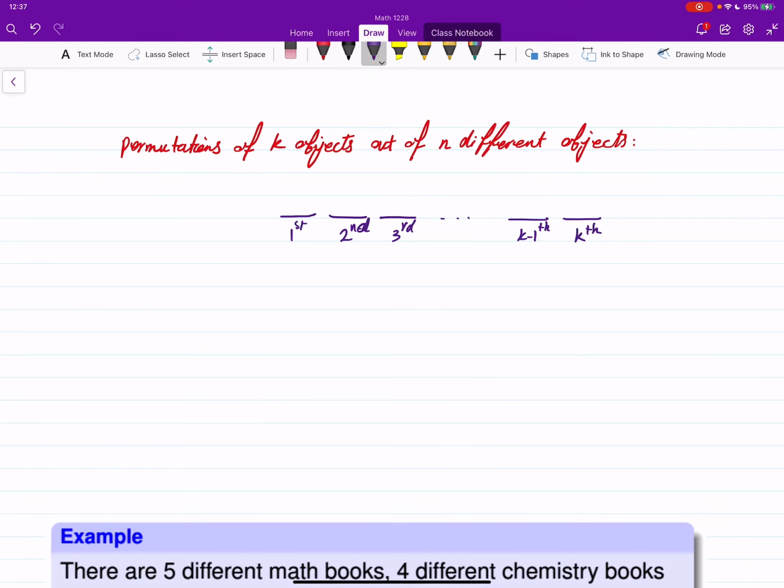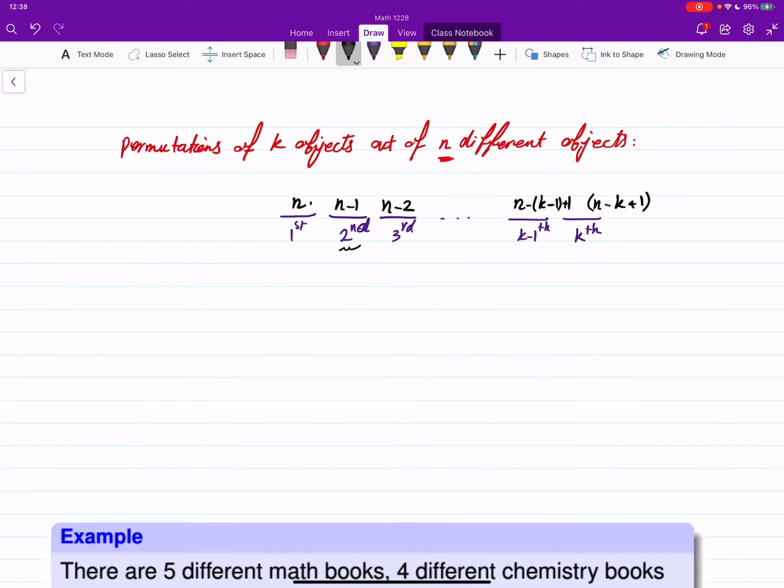For the first one, we have n objects to put, so I will start with n. So for the first one, we will have n possibilities. For the second one, n minus 1. For the third one, n minus 2. And this will go on until the last one, which will be n minus k plus 1. You always see this 1 here: we get 1 less than what is the order there.